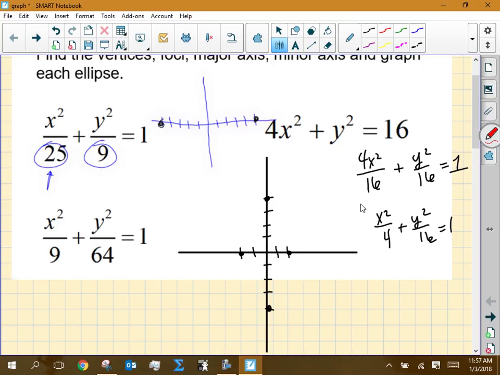But then we want to find the foci, so c squared is equal to a squared minus b squared. So in this case, it's going to be 16 minus 4. So again, c is going to be equal to root 12. Similar to one we've already done, I believe, with the c.